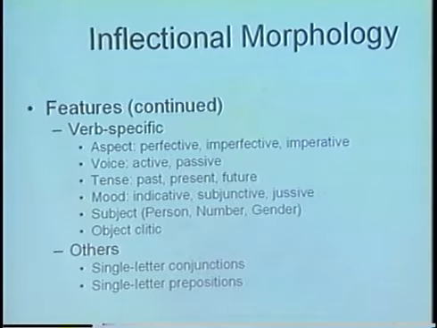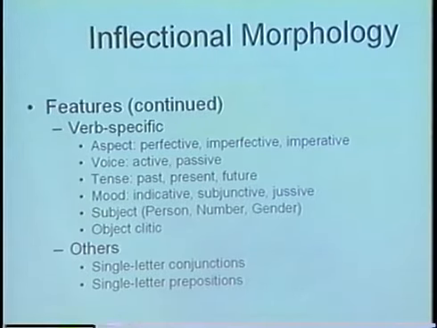Voice, active and passive. It's hard to explain. And the subject, of course: the person, number, and gender features of the subject also appear as part of the morphology of the verb itself.